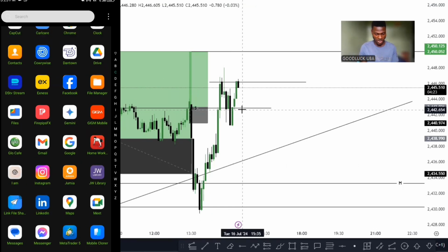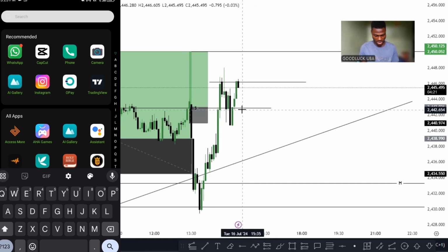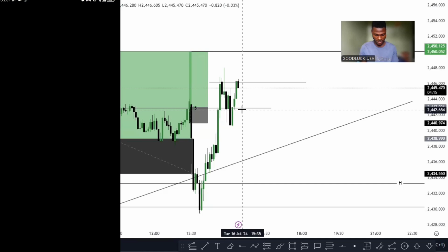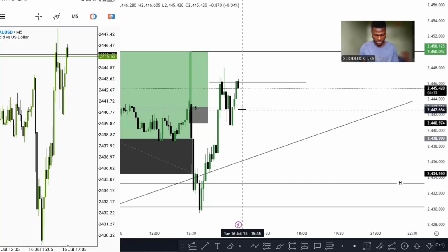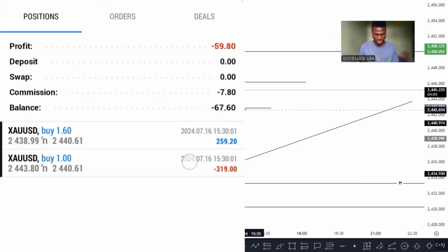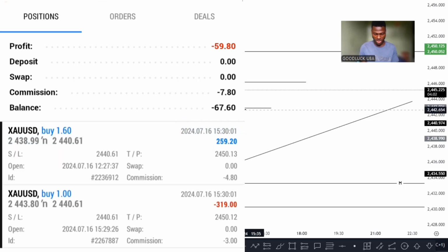Let me show you guys. Where is my MetaTrader 5? So as you can see from here, price hit me out on a very, very small loss. I lost about 59.80 USD. This 1.60 was my initial position.